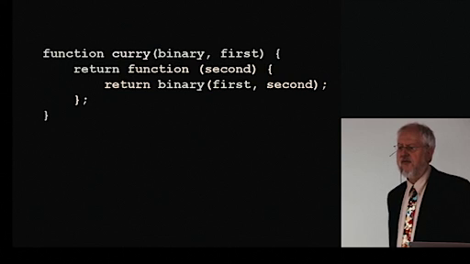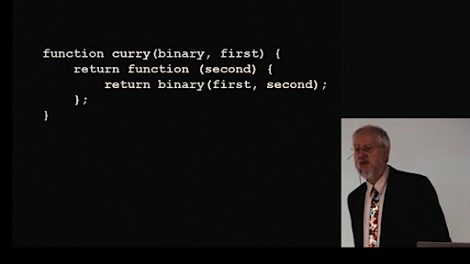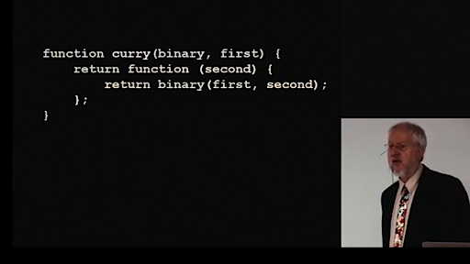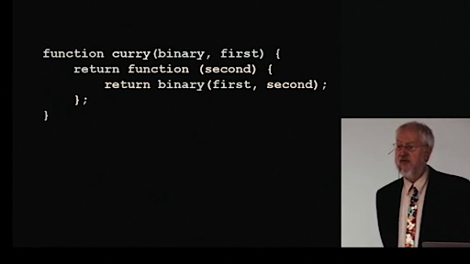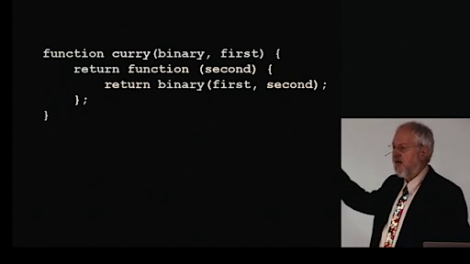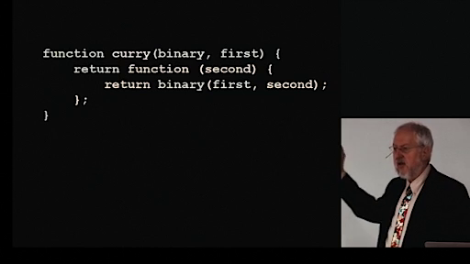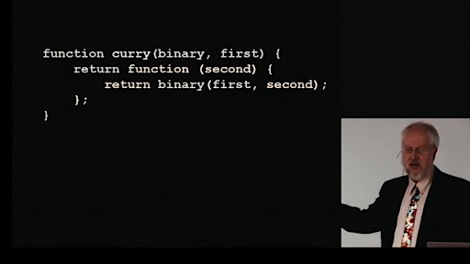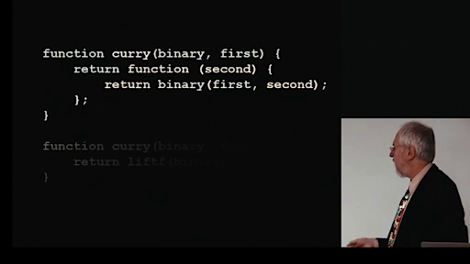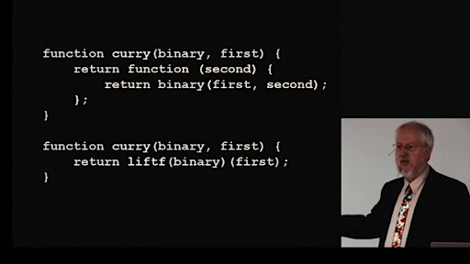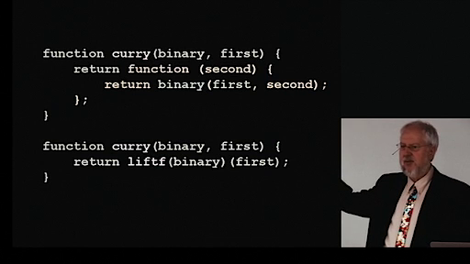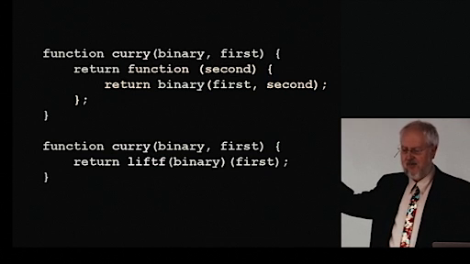Okay, so here's the curry function. Curry takes a binary function and a first argument and returns a function that takes a second argument and returns the result of calling the binary function with the first and second arguments. So who got curry? Very good. If you didn't get curry, get it now because you're going to need it later. Now, another way you could have written curry is you could have used the lift function that we wrote earlier. Did anyone use liftf? That'd be extra credit if you'd done that.